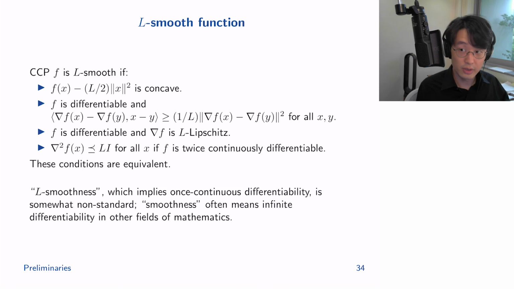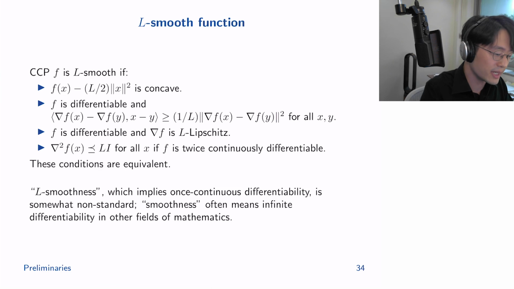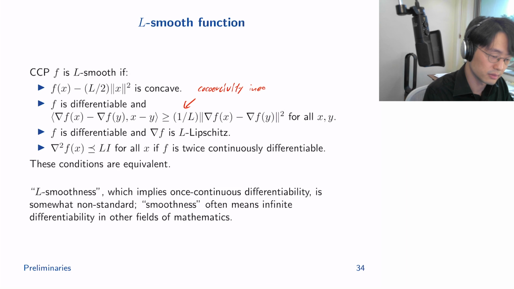Next, let's define the dual notion, smoothness. We say a CCP function f is L smooth if f minus L over 2 times the norm of x squared is concave. Another definition is that f is differentiable, and this inequality holds for all x and y. This is also called the coercivity inequality. Another equivalent definition is that f is differentiable and the gradient mapping is L Lipschitz. This is also referred to as the Baillon-Haddad theorem.